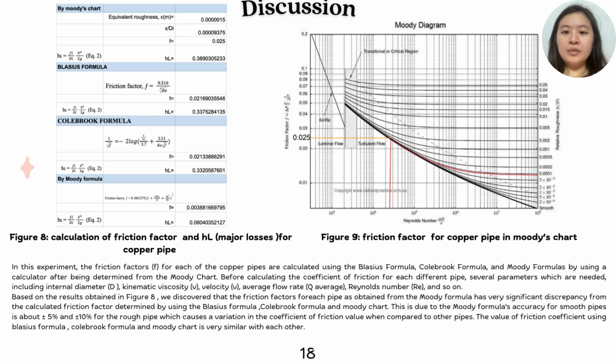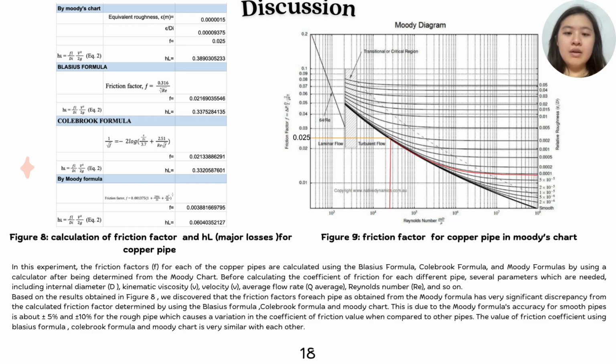There are respective values that we calculated using Excel. For the friction factor f from Moody's chart, Blasius's and Colebrook formula, the value is very similar, which is 0.021, whereas the Moody's formula has a significant difference from the other formulas. For the HL value, the situation is also the same: the Moody's formula is very far, at 0.06, whereas the others are at an average of 0.33 for the HL.